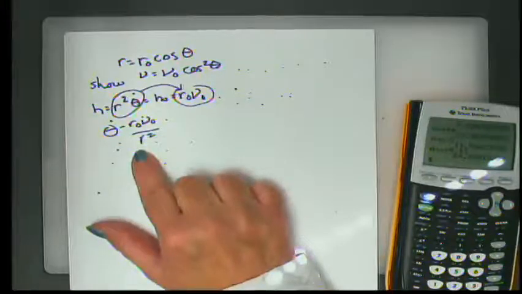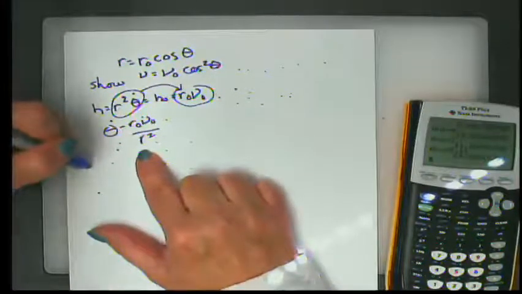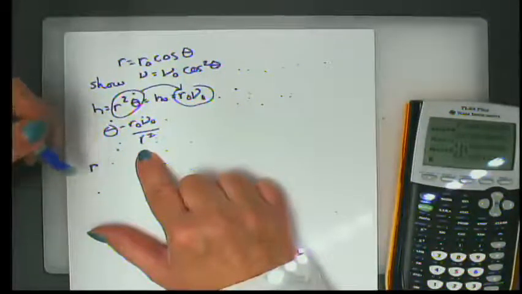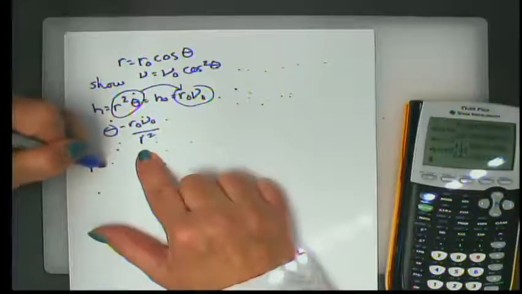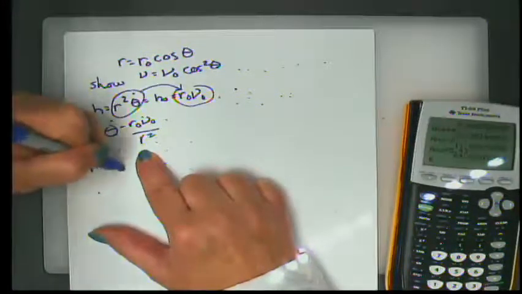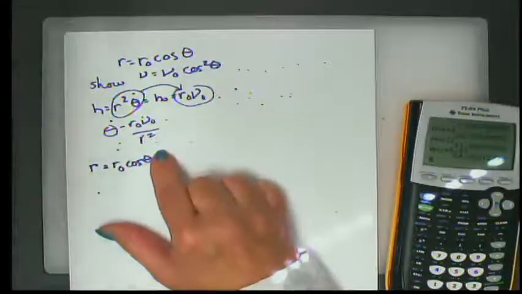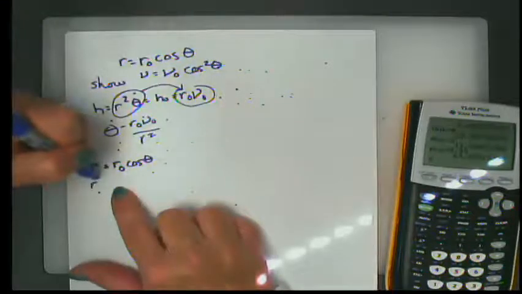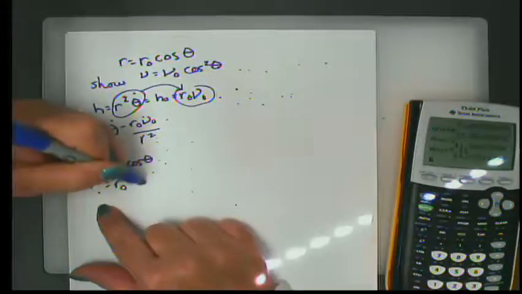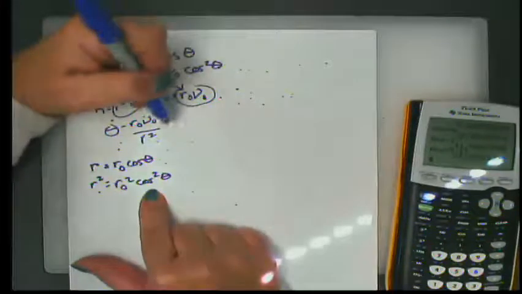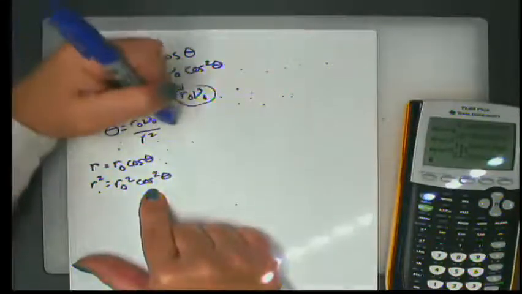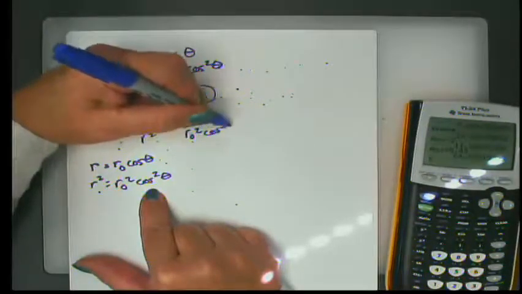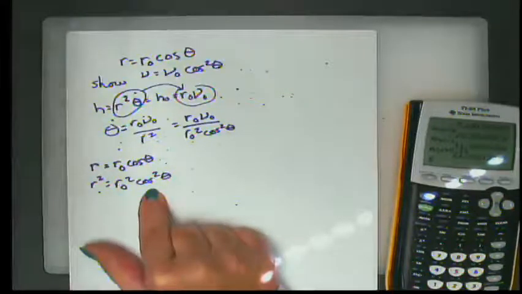From the geometry of the problem, because we're moving up from a semicircle, R is going to be equal to R0 times the cosine of theta. And so R squared is going to equal R0 squared cosine squared of theta. Then you can substitute that: R0 V0 over R0 squared cosine squared of theta, like that.